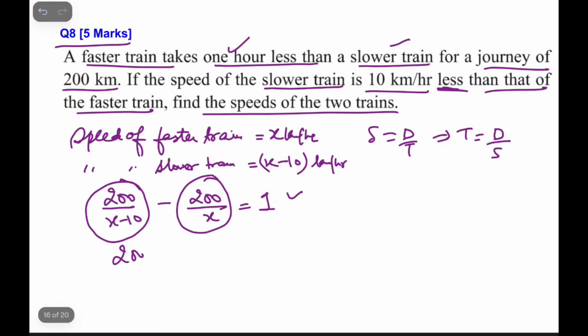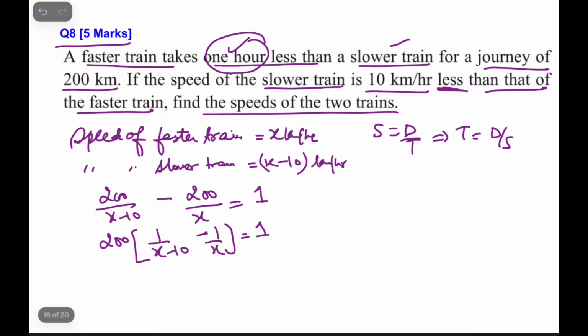Now if we take 200 common, we get 1 upon x minus 10 minus 1 upon x is equal to 1 upon 200. Now solving it, if we take LCM, we get x minus 10 plus 10 upon x square minus 10x is equal to 1 upon 200.